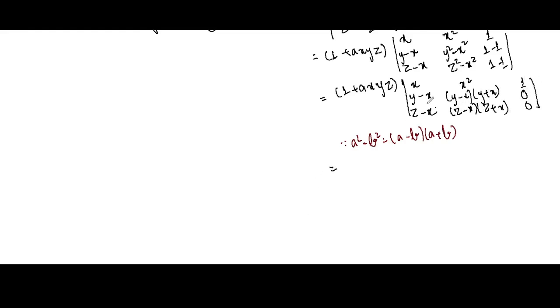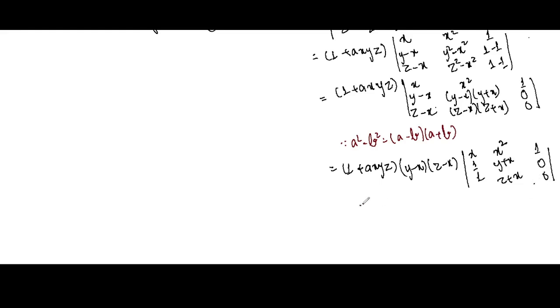Now we are going to take y minus x common from this row and z minus x common from this row. So first of all, write it as it is, 1 plus a, x, y, z into, taking y minus x common from the second row and z minus x common from the third row, and we are left with x, 1, 1. Then there is x squared, y plus x, and z plus x, and then we have 1, 0, 0. Now let's expand it using column 3 because there are maximum zeros in column 3.